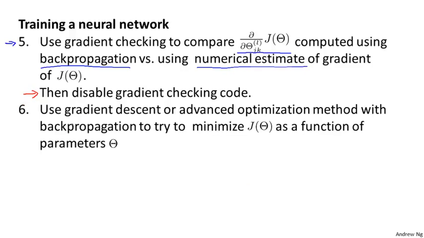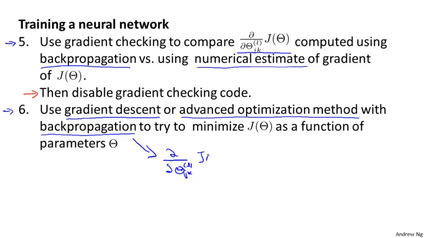And finally, we then use an optimization algorithm such as gradient descent or one of the advanced optimization methods such as LBFGS, conjugate gradient, as embodied in fminunc or other optimization methods. We use these together with backpropagation. So backpropagation is the thing that computes these partial derivatives for us. And so we know how to compute the cost function, we know how to compute the partial derivatives using backpropagation, so we can use one of these optimization methods to try to minimize J of theta as a function of the parameters theta.